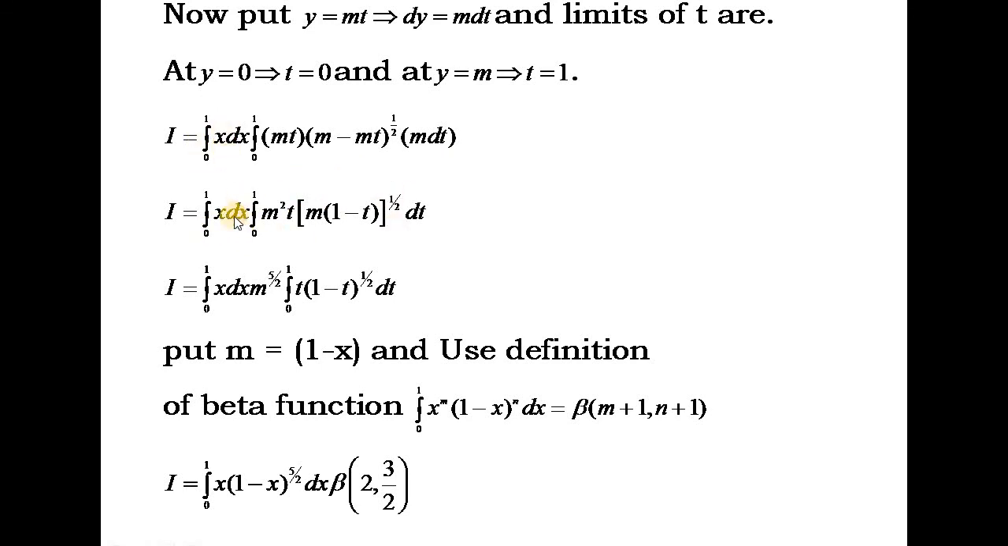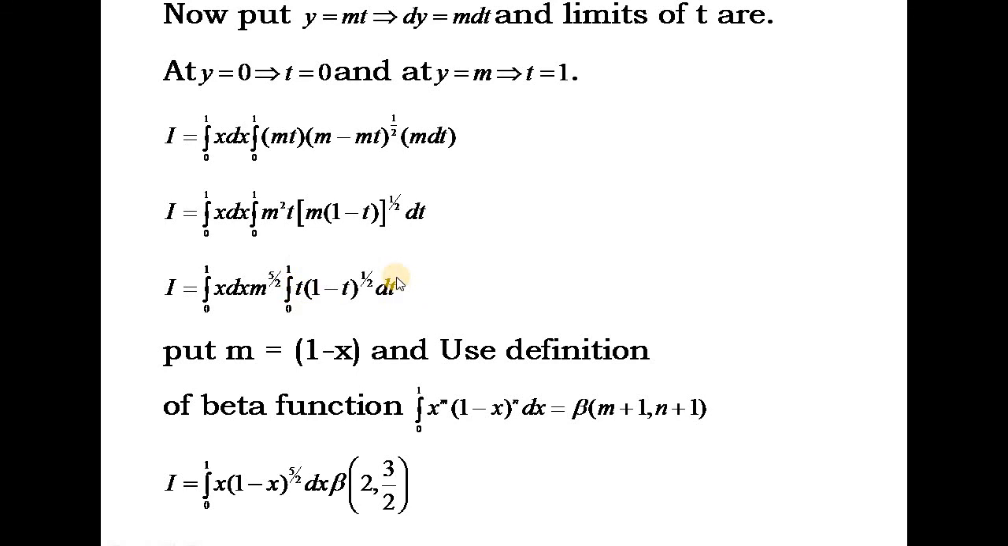After solving, the outside integration 0 to 1 of x dx as it is. The inner part, 0 to 1, m into m squared t, and m minus mt, take m common, then (1 minus t) to the power 1 by 2, dt. Keeping x dx, m squared and m raised to 1 by 2 give m raised to 5 by 2. Then (1 minus t) raised to 1 by 2 and t as it is, so t into (1 minus t) raised to 1 by 2.